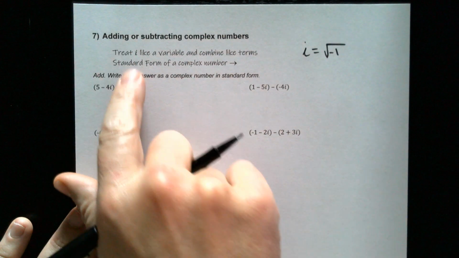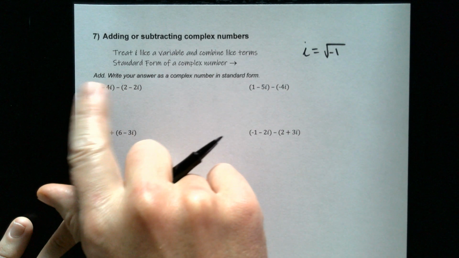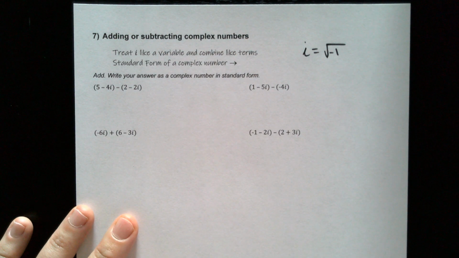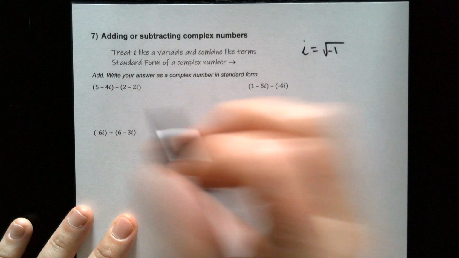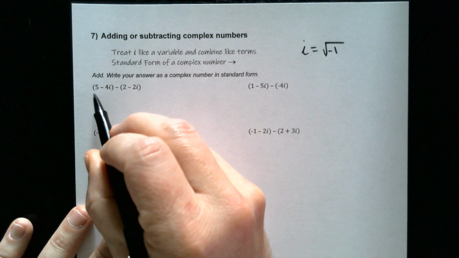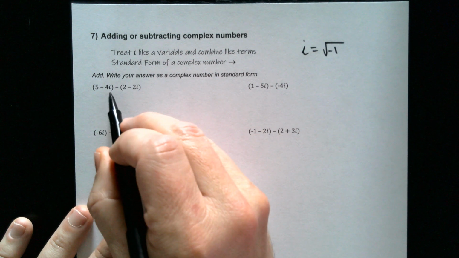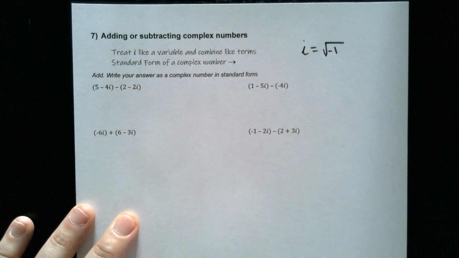But for today, when we're combining like terms and adding, subtracting complex numbers, you treat the i just like you would treat an x, just like a variable. Okay, so these are going to be like terms. The things that don't have the i's in them, like this 5 and this term, they'll combine together. And the things that do have an i in them, they'll combine together like terms.